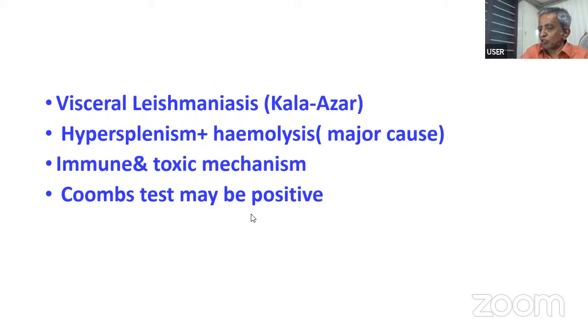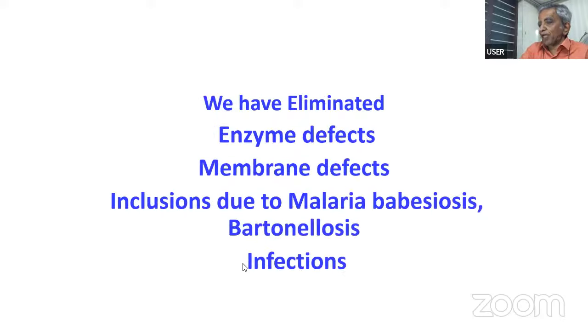Just because Coombs is positive, don't think that it is only autoimmune hemolytic anemia. There are antibody mechanisms happening here. Therefore, in a large spleen, long fever, patient turning black, always do a bone marrow to find LD bodies. Think of this possibility. You may come across it once in a lifetime.